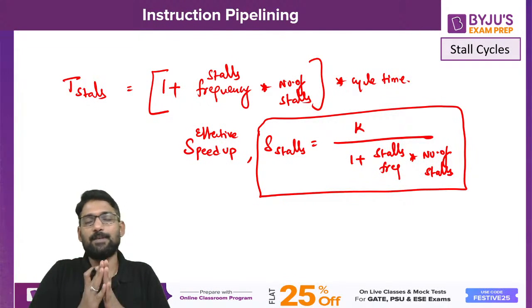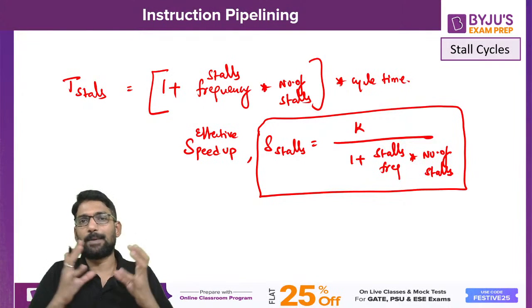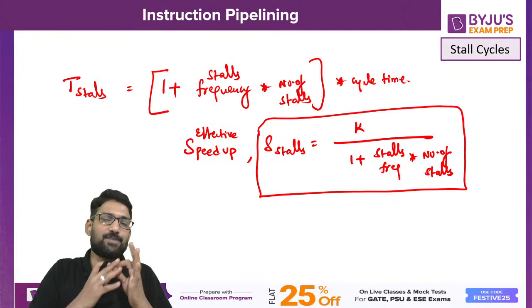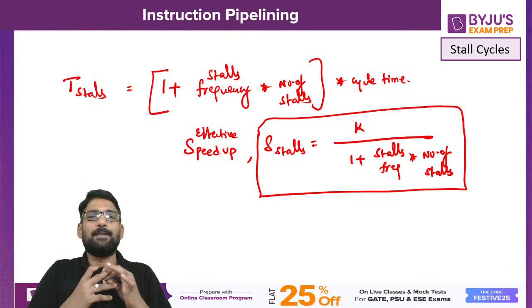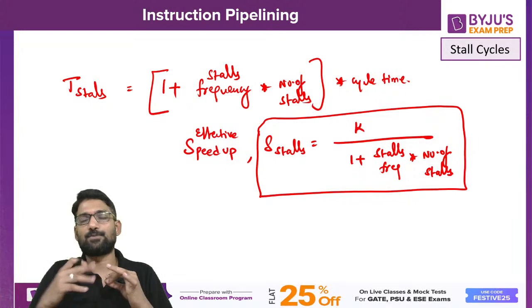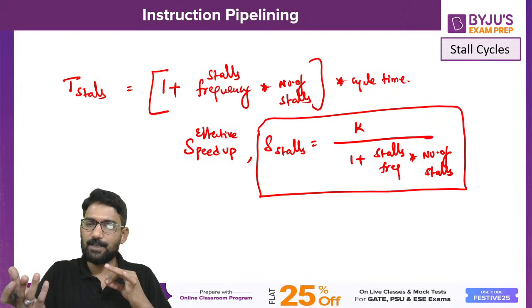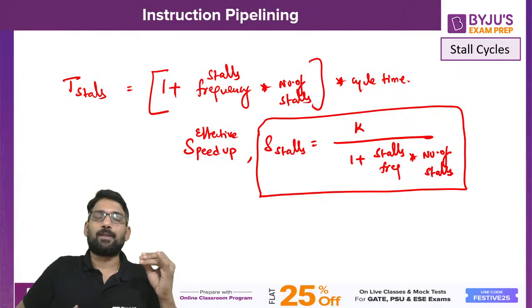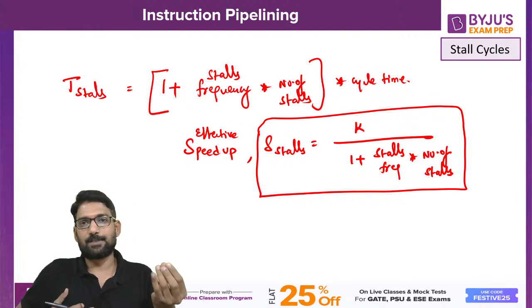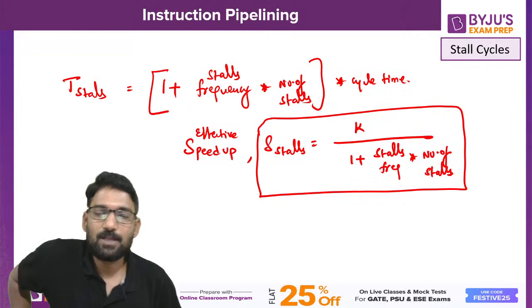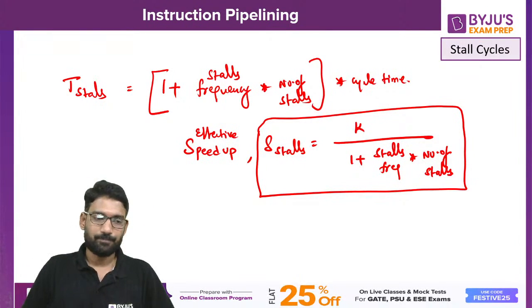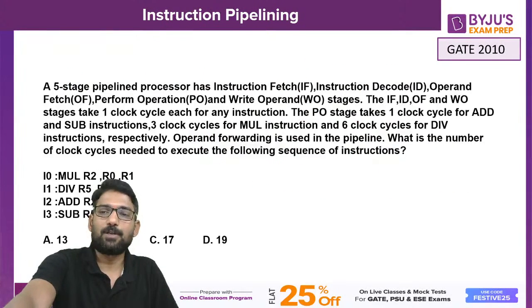So majorly we have 4 cases in pipelining: when stage time is uniform, when stage time is non-uniform, when the stage time is expressed in terms of stage delay and interstage delay, and whenever the stall cycles effect has to be considered. Okay, so now let us focus on some problems.